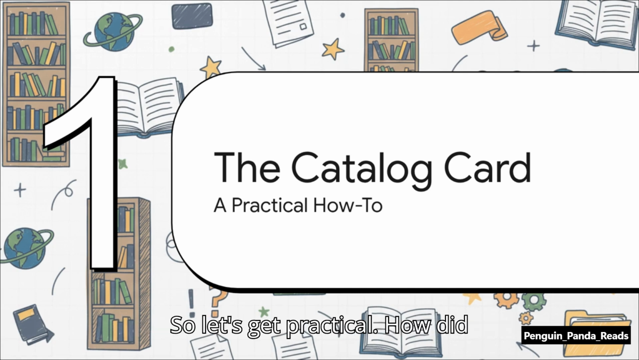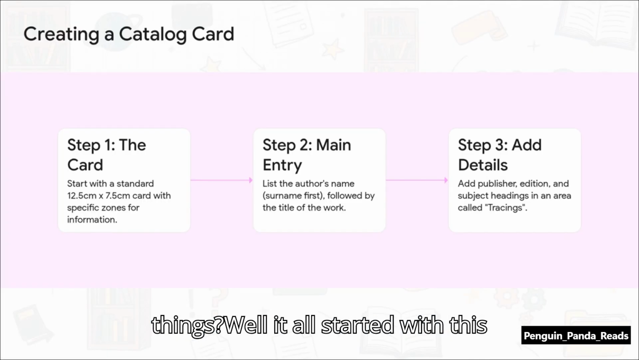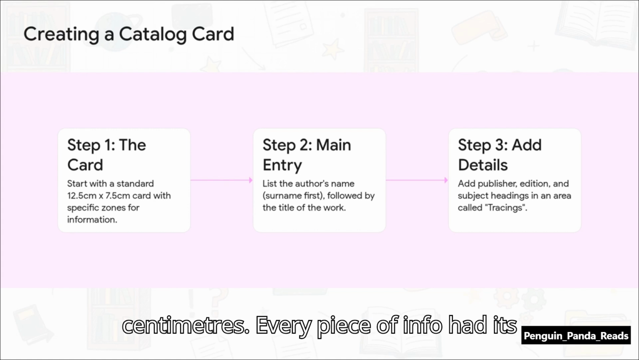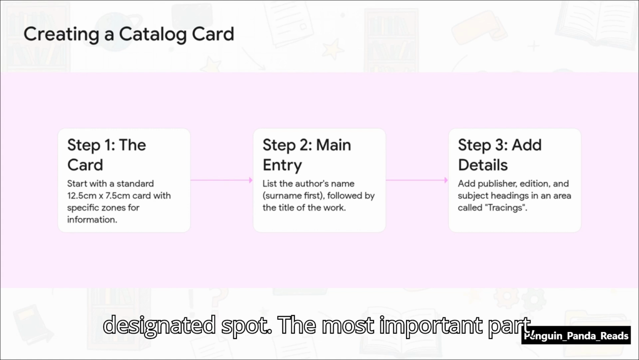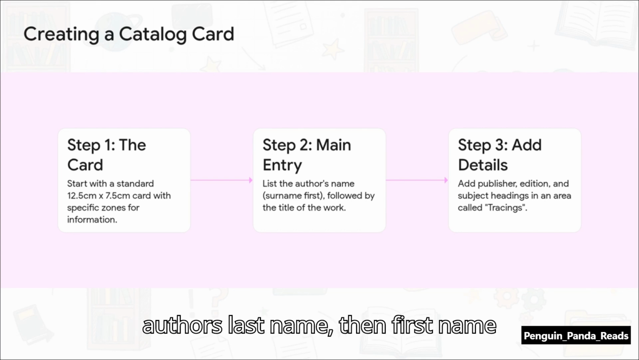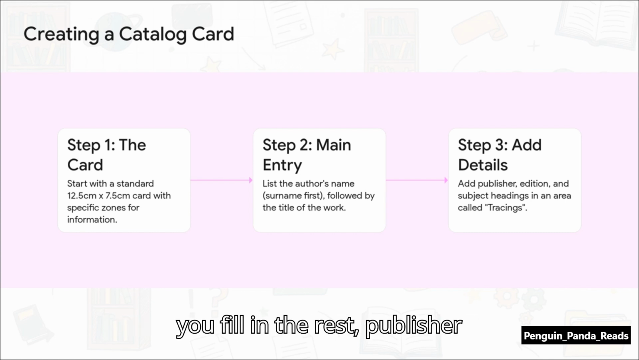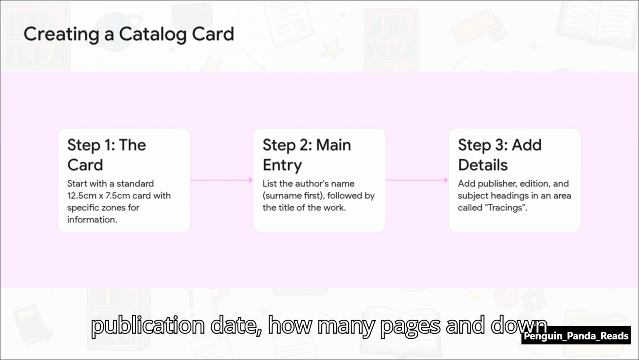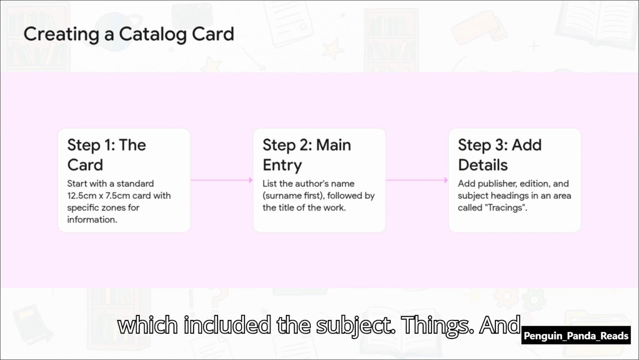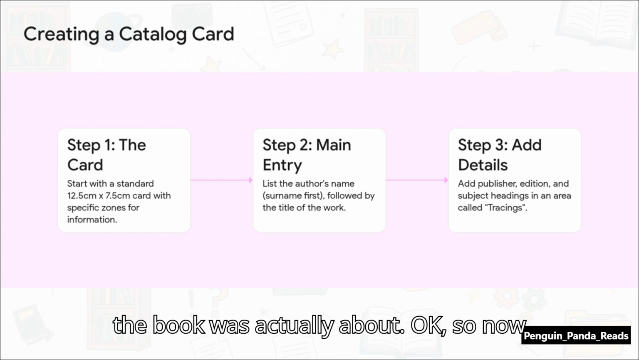So let's get practical. How did librarians actually make one of these things? Well, it all started with this standard little card, 12.5 by 7.5 centimeters. Every piece of info had its designated spot. The most important part, the main entry, went right at the top. Author's last name, then first name, followed by the title. Easy to find. Then you'd fill in the rest. Publisher, publication date, how many pages, and down at the bottom, something called tracings, which included the subject headings. And those were key, because they told you what the book was actually about.